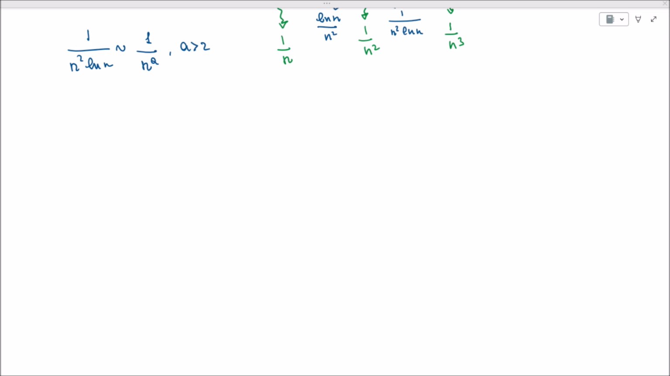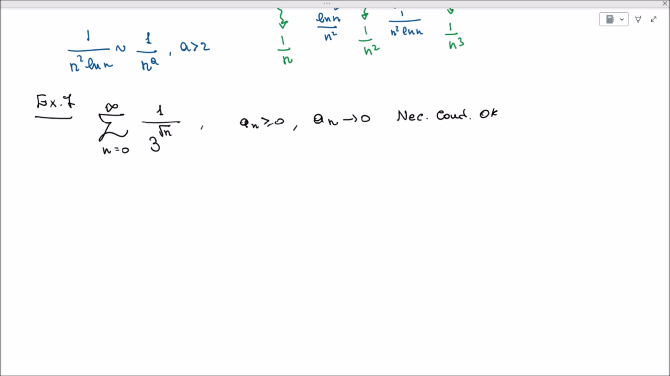Example 7. Let's take the sum, n goes from 0 to infinity of 1 divided by 3 raised to the square root of n. Now, in this case, an, of course, is larger than or equal to 0, so this is true, but also we have that an, for n that goes to infinity, goes to 0, so necessary condition, okay, so it is possible that this series will converge. But how can we prove this?